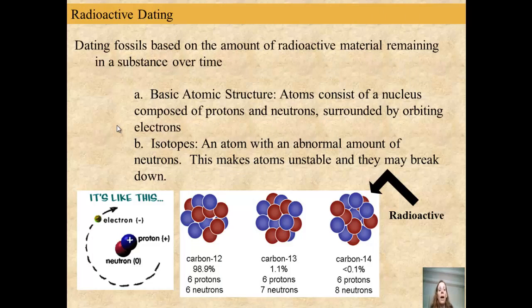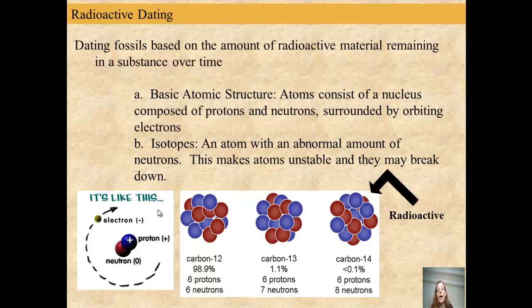This method is radioactive dating. Radioactive dating is dating fossils based on the amount of radioactive material that is remaining in a substance over time. So to understand radioactive dating, you need to understand a little bit about atomic structure. Basic atomic structure: atoms consist of a nucleus, and that nucleus is made of protons and neutrons, and orbiting the nucleus are electrons. The proton has a positive charge, the neutron has no charge, and the electron has a negative charge. So that's the basic structure of an atom.